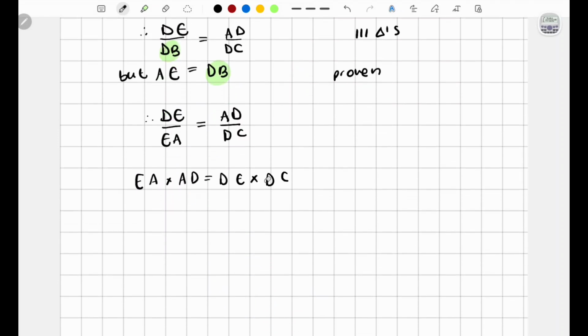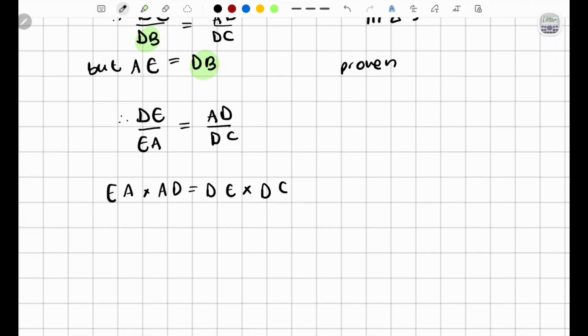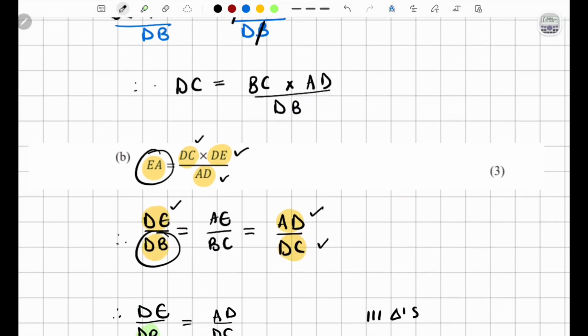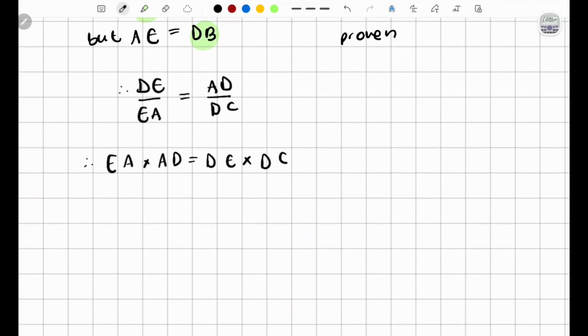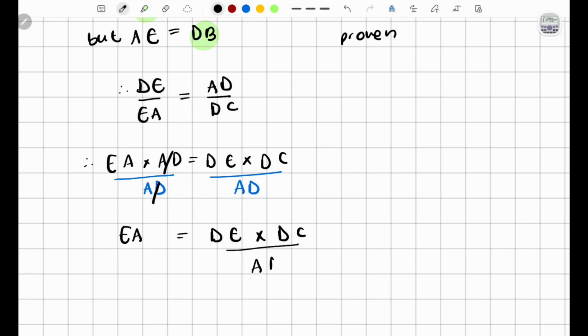And now that we have that, all we can do is try to make it look like this, meaning just make EA the subject. So let's make EA the subject by dividing both sides by AD so that AD comes out of the left-hand side. So EA and AD cancel, and EA is equal to DE multiplied by DC over AD.